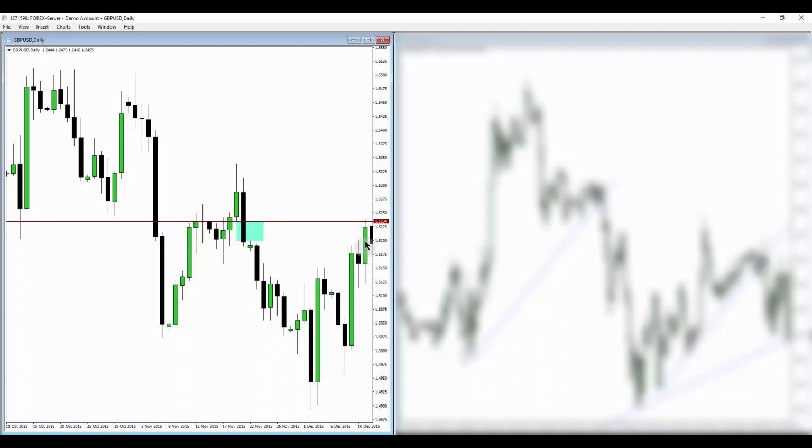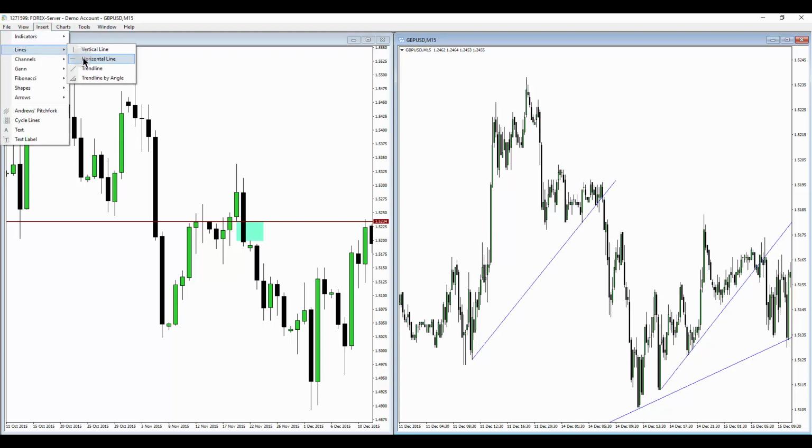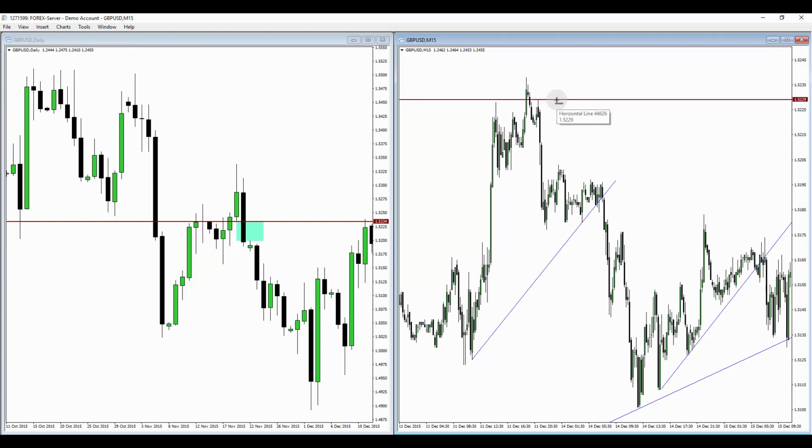That day it occurs is December 11th, 2015. Okay, over here on the right hand side, we have the 15-minute time frame for December 11, 2015. And we're going to delineate that same high at 52.34.